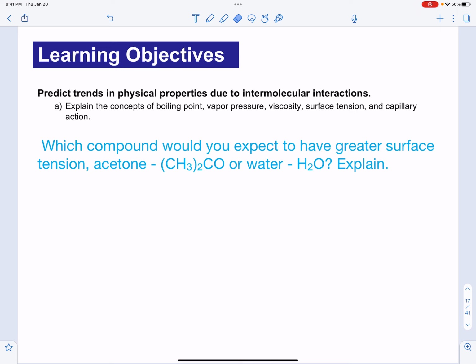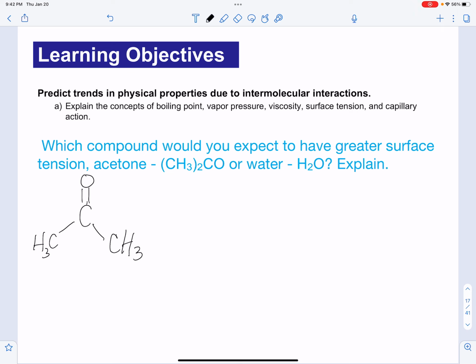First thing, let's go ahead and draw the Lewis structure for acetone. You're going to end up with something like this. If you still have problems coming up with Lewis structures, come see me at the office or the Science Learning Center.